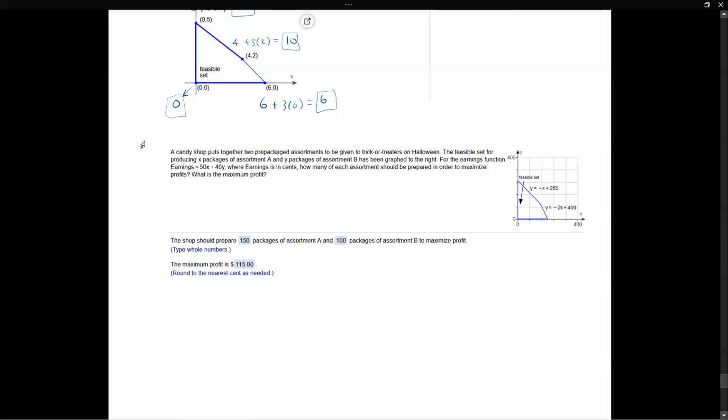Here is an example of an application, and we have the graph, and the earnings are 50x plus 40y. Of course, this vertex is 0, 0, and if we put 0, 0 there, it is 0. So just ignore that one for now. For this function, I'm going to show you how to go right to it, starting with this vertex.